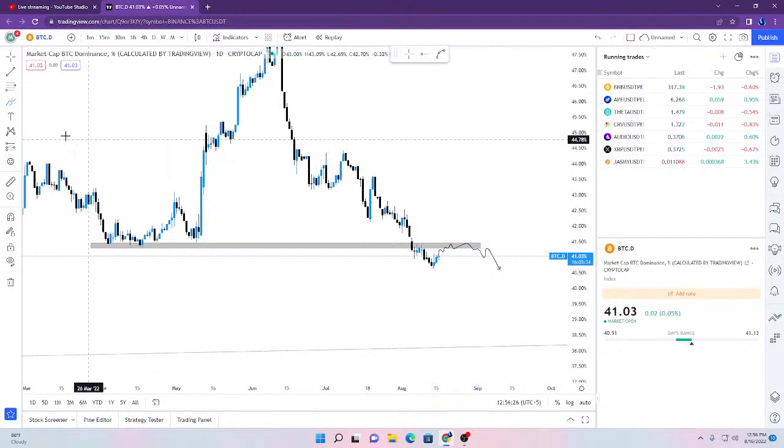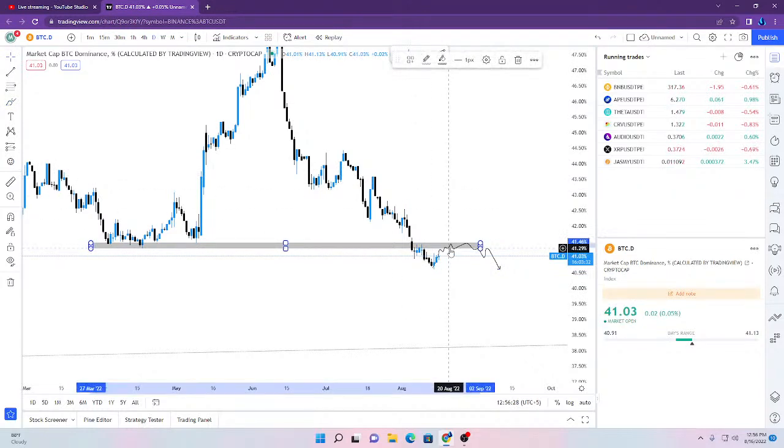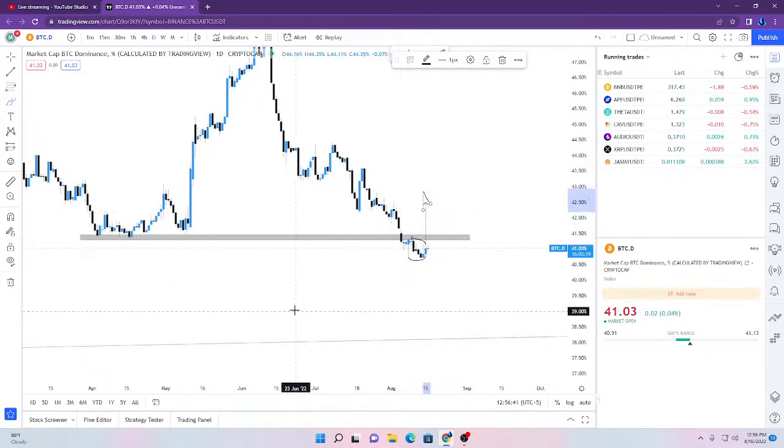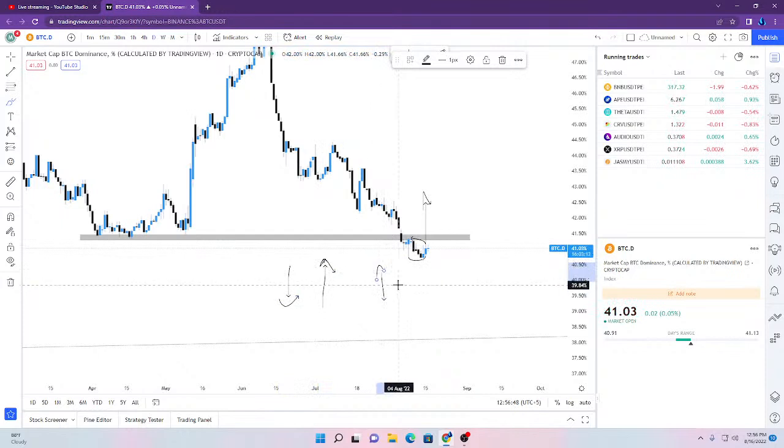So what I was saying is, how does Bitcoin dominance work? I have previously told in VIP as well how Bitcoin dominance works, but still I'm going to repeat it for you guys. See, when Bitcoin dominance falls, alts pump. This is a relation. Bitcoin dominance falls, alts pump. When Bitcoin dominance rises, alts either stabilize or they fall as well.